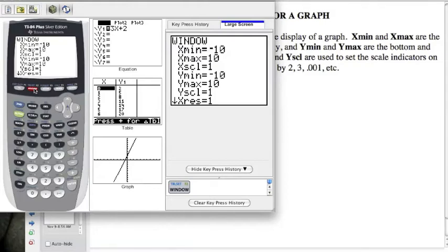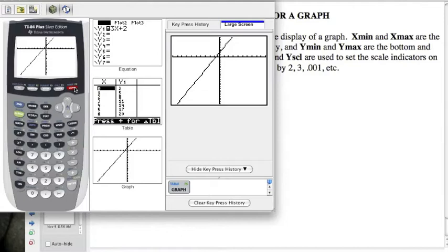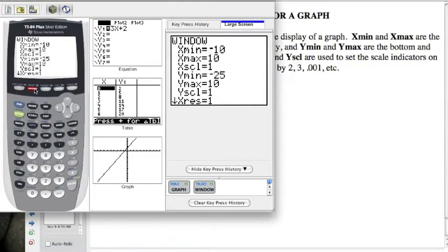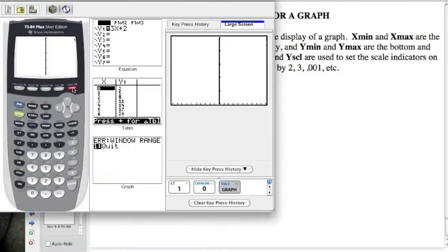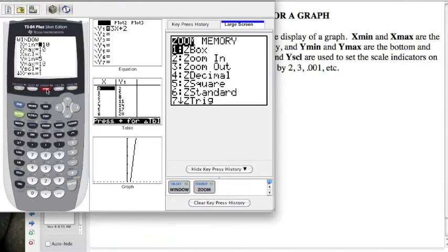All right. So for instance, if I change the y-min to -25, and now I graph it, look what happened. I now see more of the y-axis in the negative direction. Also, notice if I change the y-min to 5, and I graph, I don't even see the x-axis anymore because I'm going from 5 to 10 on the y-axis. So let's get back to my standard window by hitting zoom 6.